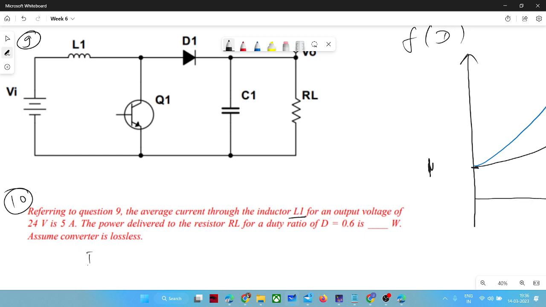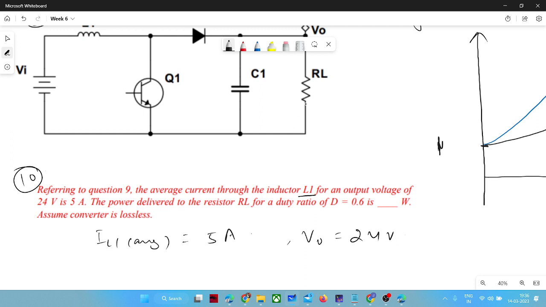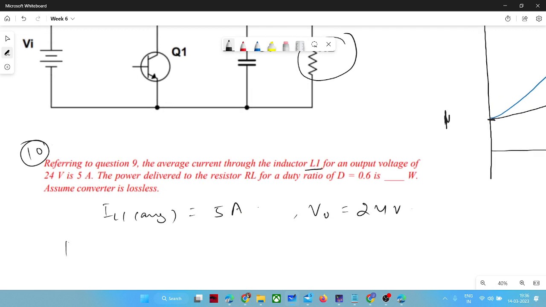So IL1 is 5 ampere current flowing through the inductor for an output voltage of 24 volt, and the power delivered to the resistor RL you need to compute. But if the output voltage is given, you are not given RL, right? That was the requirement of the problem. So V naught into I naught could be equal to V in into I in, since it had been explicitly mentioned that your converter is lossless.